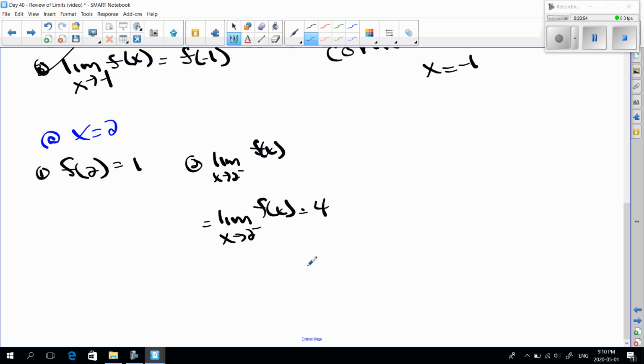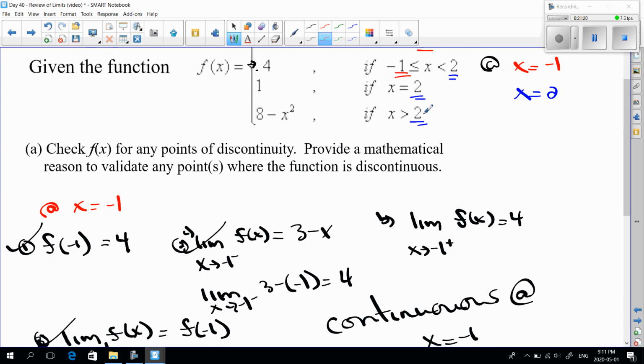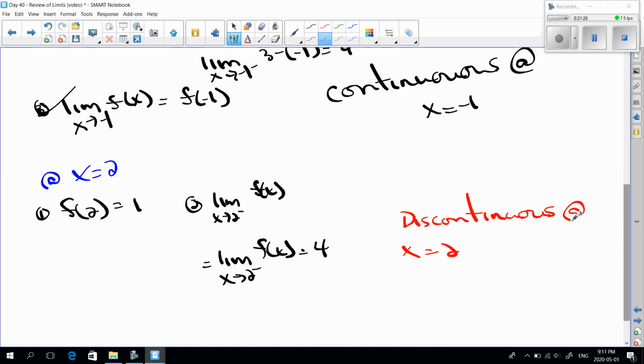Okay, I can stop right now. I know it is discontinuous at x equals 2, because the defined height of the function is 1, and the left-hand limit anyways is 4. If I checked the right-hand limit, that would be this piece of the curve. All right, 8 minus 2 squared, that would be 8 minus 4, it's 4 as well. So it is defined and a limit exists, but they don't equal one another.